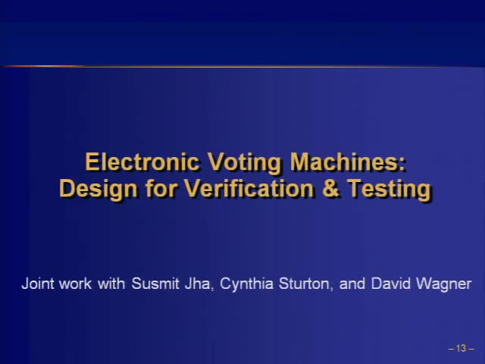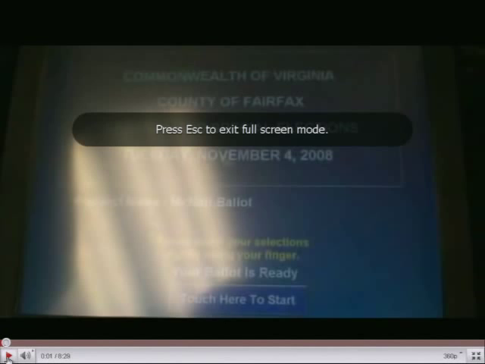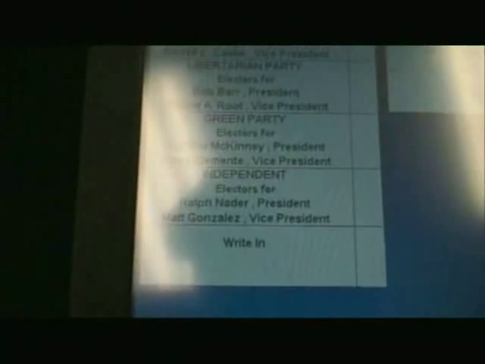Okay, so let me start talking about electronic voting machines by playing a little video that shows a direct recording electronic voting machine being tested. So this is from the 2008 election. The first sequence that I want to show you is just how a direct electronic voting machine with a touchscreen interface operates. So I apologize for the video quality.